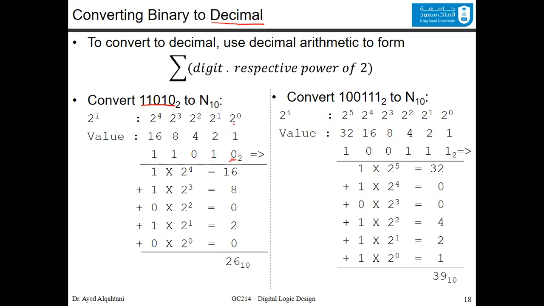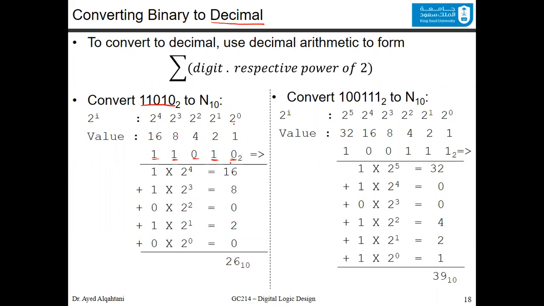This position is 2 to the power of 0. This position is 2 to the power of 1. This one is 2 to the power of 2, this one is 2 to the power of 3, and this one is 2 to the power of 4. Or you can memorize it another way: this position is 1, this one is 2, this one is 4, 8, and 16. This is the weight of the position. It's 1, 2, 4, 8, and 16.